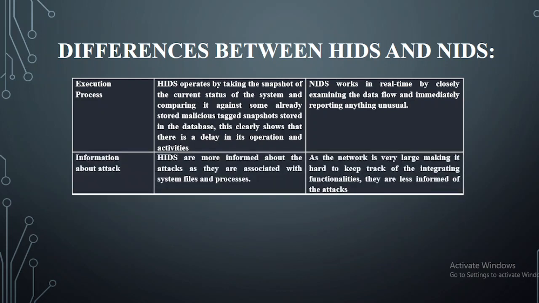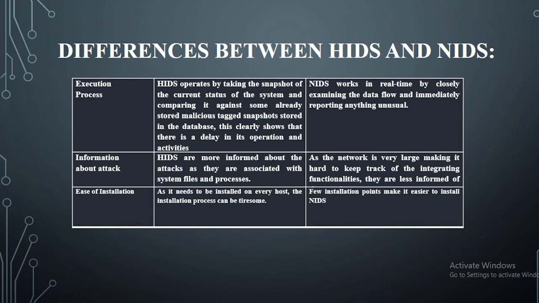Let us look at the information about the attack. The differences as they relate to information about the attack. HIDS are more informed about the attacks as they are associated with system files and processes, whereas NIDS, as the network is very large, makes it quite difficult to keep track of the integrating functionalities, so they are less informed of the attacks.